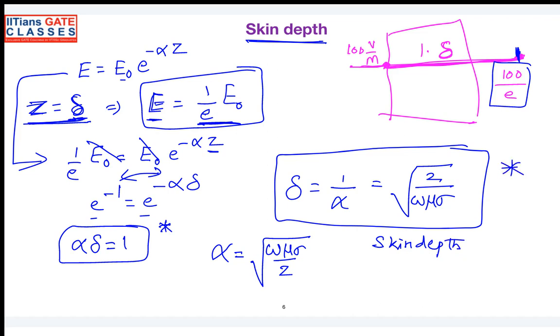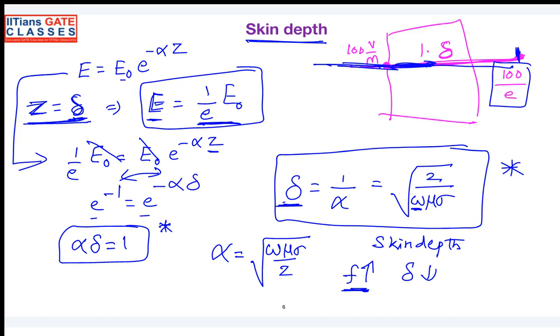Now you can see here, as the frequency is high, the skin depth is less. What is the meaning of that? When the frequency is high, your skin depth is low. So when you pass any high frequency signal, it will not penetrate more into the conductor. Of course, it will penetrate for a small distance, that's it. As the frequency is high, the penetration of the wave inside the conductor is going to be less.